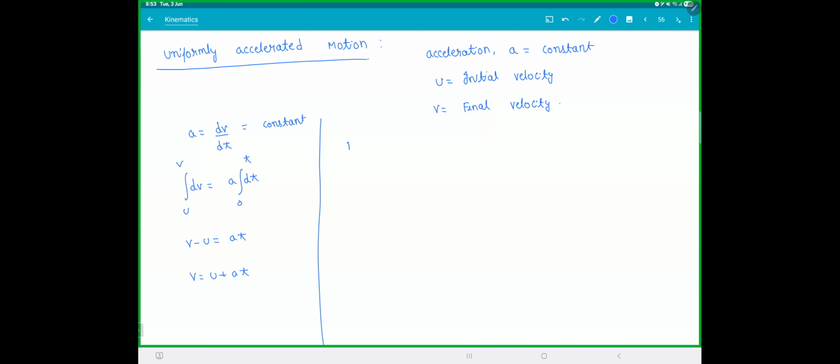If I integrate this again, v will be dx by dt, which is u plus at. This will be dx, this will be u dt plus at dt. Integrate on both sides. This will be from x initial to x final, and from 0 to t and 0 to t. This will give me x final minus x initial is equal to ut plus half at square. Final minus initial is nothing but displacement. This is your second equation. S is ut plus half at square. So these equations were derived under the assumption a is constant. If a is not constant, don't use them.